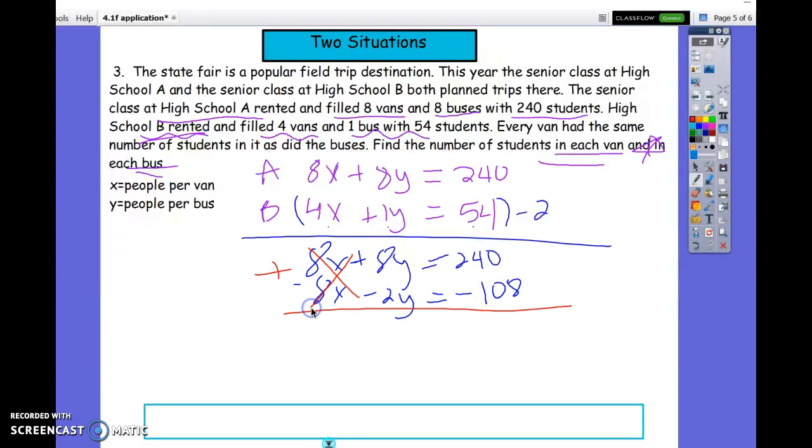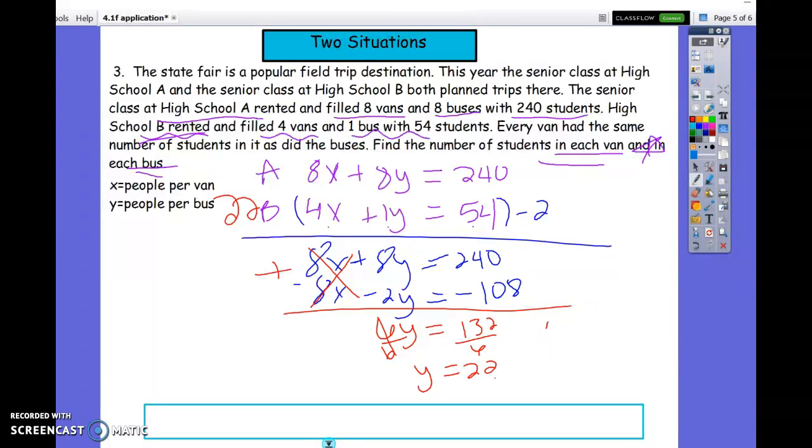Well, our x's eliminate. That's exactly what we're looking for. 8y minus 2y is 6y. 240 minus 108 leaves us with 132. Divide both sides by 6. Well, y is equal to 22. So that tells us that there are 22 people per bus. We're going to take 22, plug it into one of our equations.